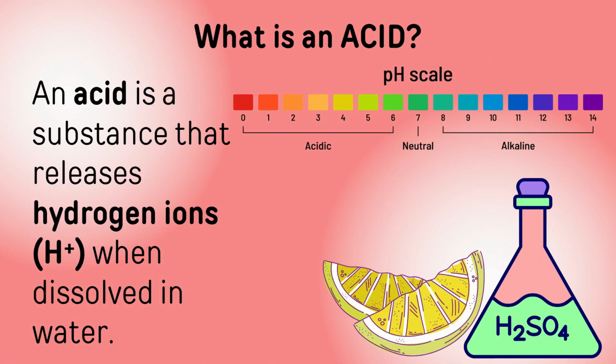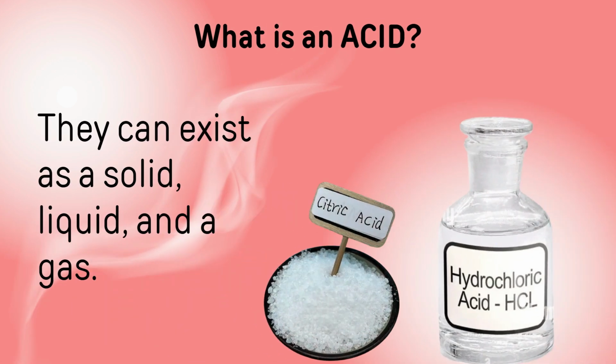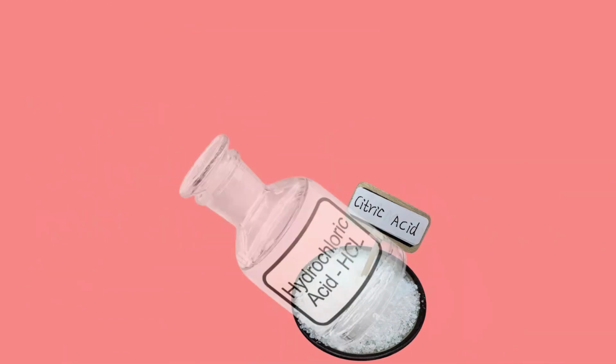An acid is a substance that releases hydrogen ions when dissolved in water. In other words, it's a solution that contains a lot of hydrogen ions. They can exist as a solid, a liquid, and a gas.